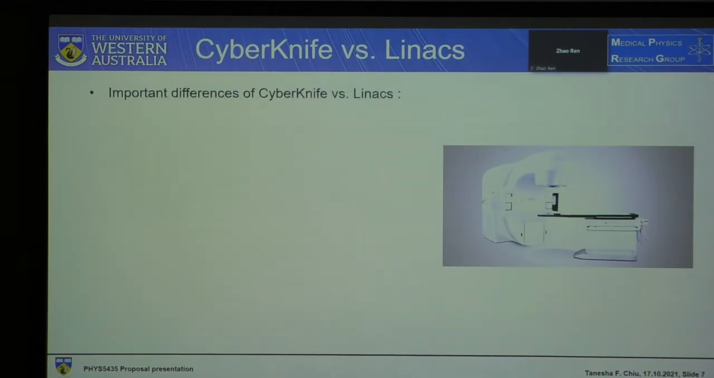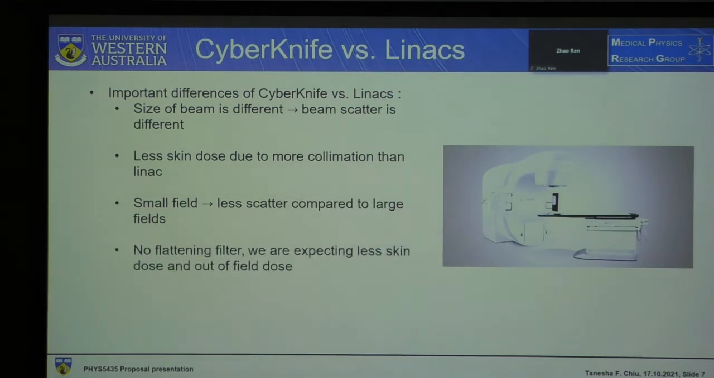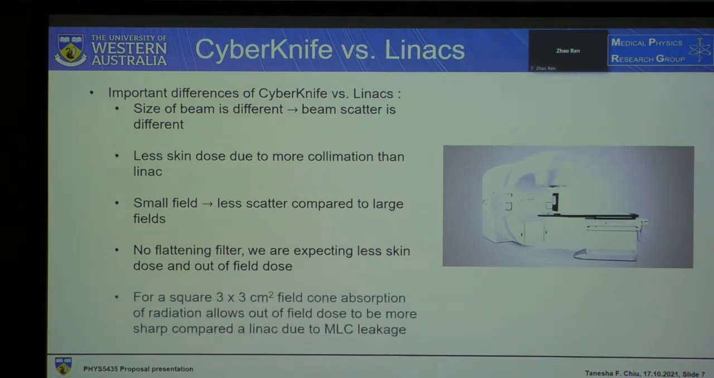What are the important differences between CyberKnife and linacs? So firstly, the size of the beam is different, so therefore beam scatter will also be different. There is less skin dose due to collimation than in linacs. There is a smaller field, so therefore there will be less scatter compared to larger fields. There's no flattening filter, so therefore we are expecting less skin dose and out-of-field dose. And lastly, for a square 3x3 field, cone absorption of radiation allows the field dose to be more sharp compared to linacs due to MLC leakage.